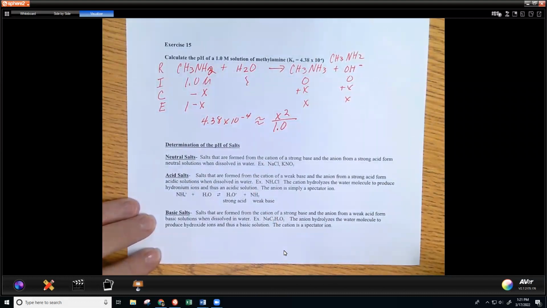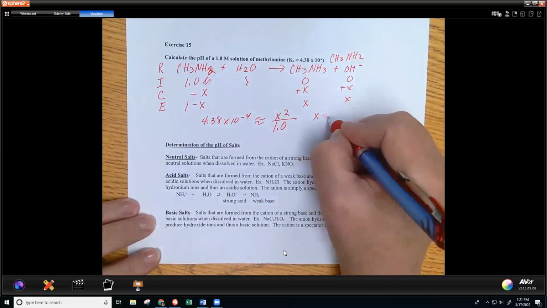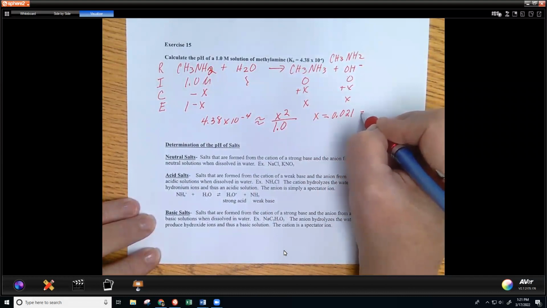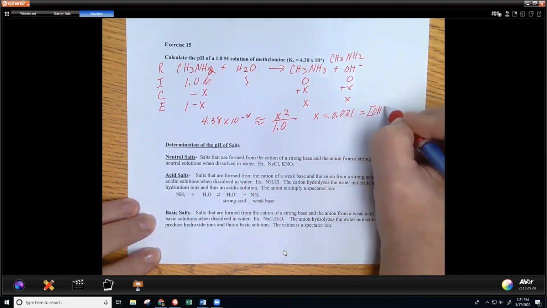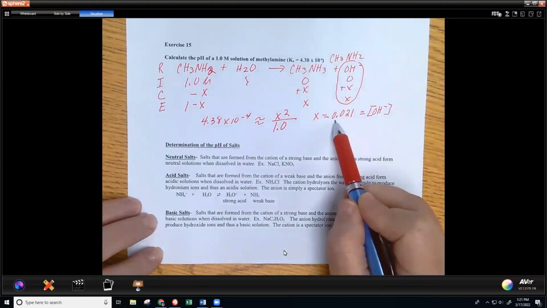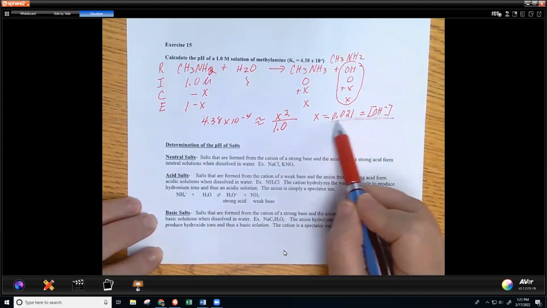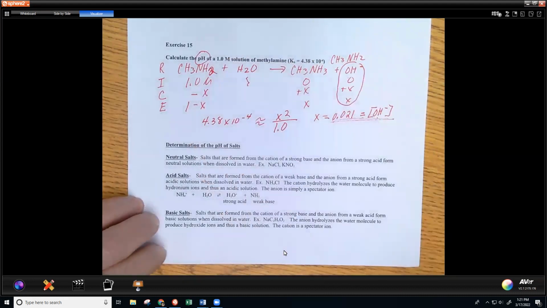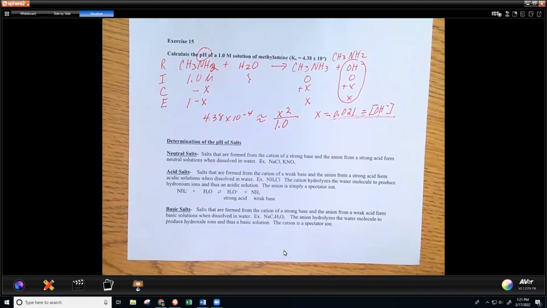And so when I solve for that, I get X is equal to 0.021. And that is going to be equal to my hydroxide concentration, because notice that we have a hydroxide, it's the base. And you need to put that you know what that X represents, because we're trying to get to pH. So you can't just all of a sudden show up with the pH number at the end and expect to get any points. You've done the hard work. Now these simple things are where you want to make sure that you show your work, and so you'll get those credits.